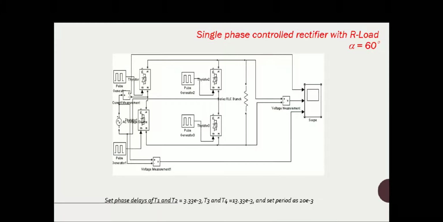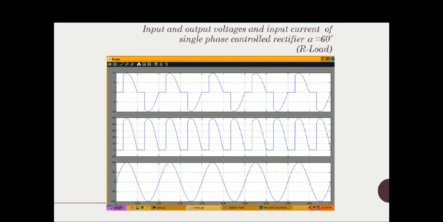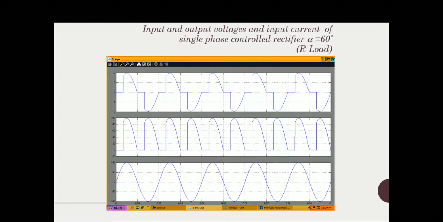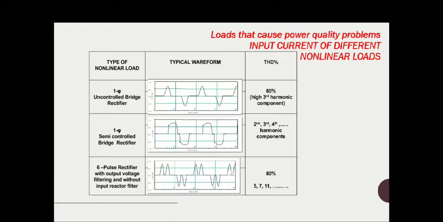This is another simulation diagram, for a single-phase controlled rectifier. You can find out using MATLAB what the harmonic effects are by plotting the source current and total harmonic distortion. And this is the simulation output of that particular converter. This is a rectifier, and the source current, output voltage, and input voltage are plotted here. So in this you can see a type of nonlinear load and its typical waveform and corresponding THD.